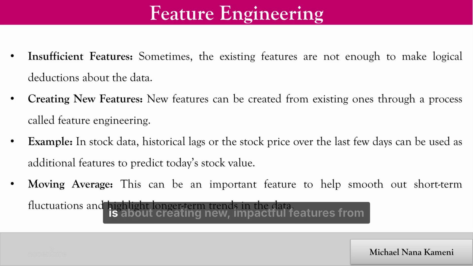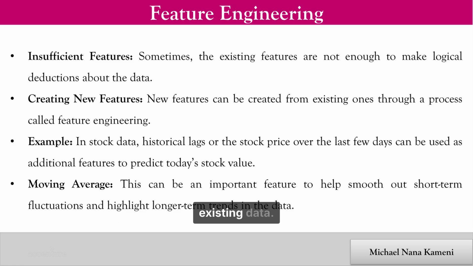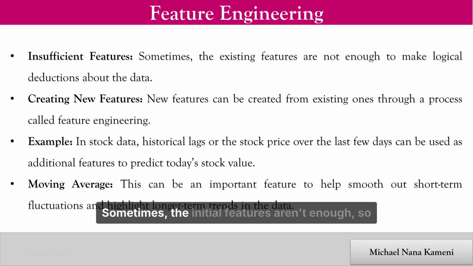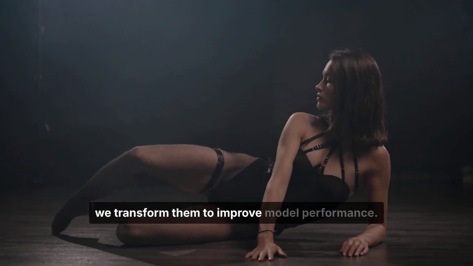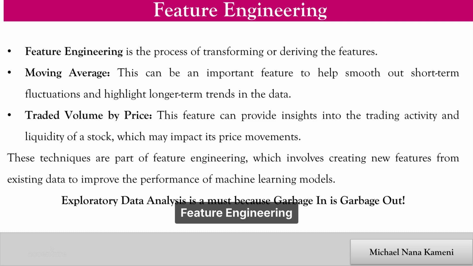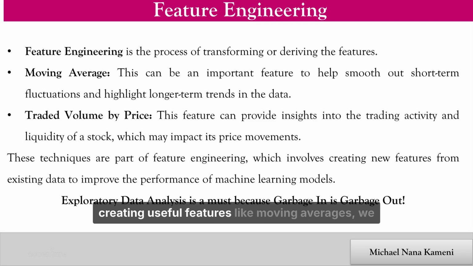Feature engineering is about creating new, impactful features from existing data. Sometimes the initial features aren't enough, so we transform them to improve model performance. Feature engineering is vital because garbage in is garbage out. By creating useful features like moving averages, we ensure our models learn from the best possible information.